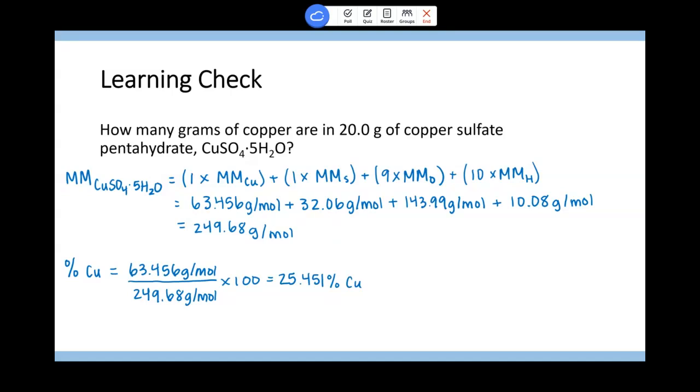So if we have a 20-gram sample of copper sulfate pentahydrate, 25.451% of that is copper, the weight of copper. So we can find the grams of copper in 20 grams of the full compound by taking 20 grams of copper sulfate pentahydrate and multiply by this percentage. When we multiply by a percentage, though, we need to convert it to a decimal.